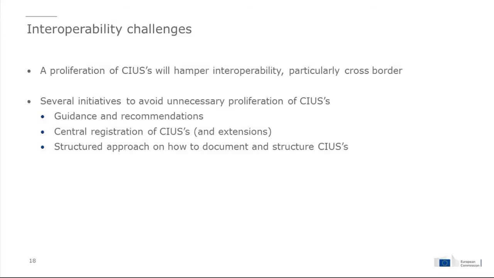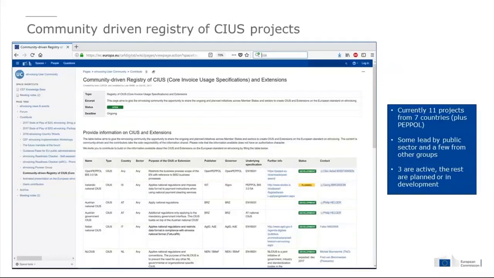So what the CEF community has on the community pages, you might have seen this, is what's called a community-driven registry of CIUSs and extensions. It's essentially a list of CIUSs. These are maintained by the community itself. So if you are working on a CIUS project, you can just log in with your user account on CEF Digital and add your project here. It's not claimed to be a complete picture, and there are no specific requirements on how to register. So this was an initiative to just start capturing this information.